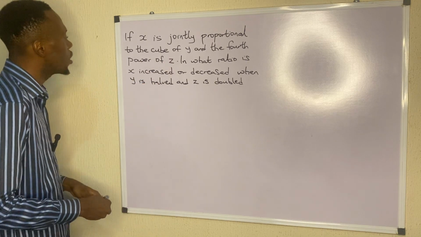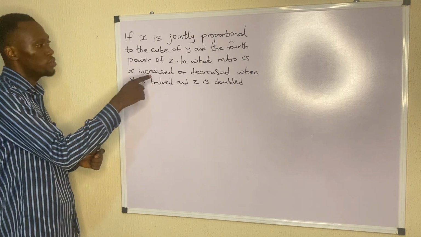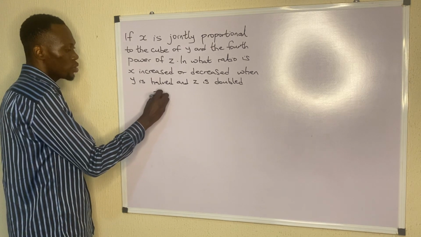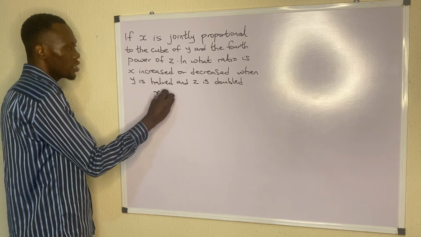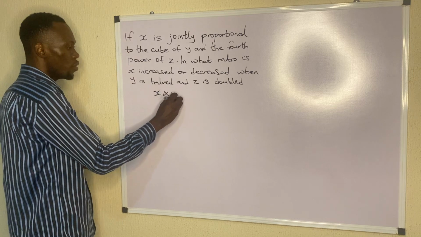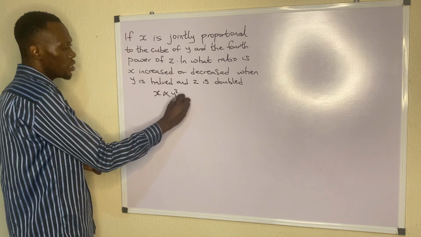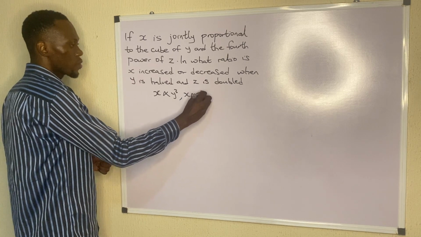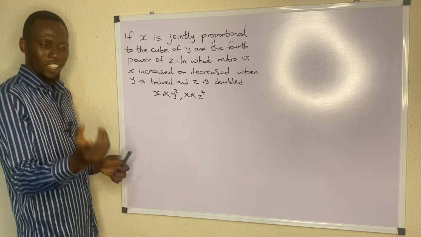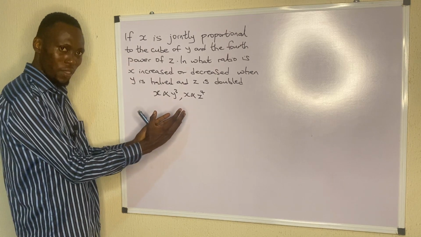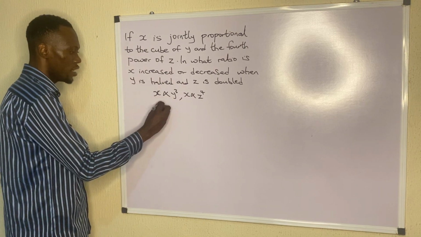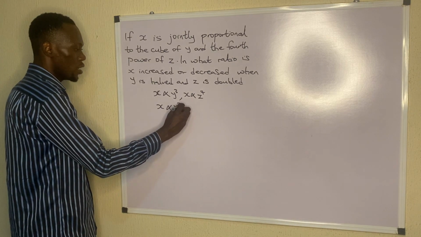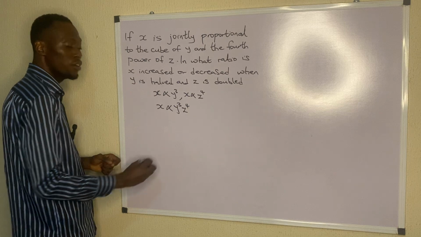So for this particular question, we have to solve it with variation. It says x is jointly proportional. This is the sign for proportionality. We say x is directly proportional to the cube of y, and x is also directly proportional to the fourth power of z, z raised to power 4. Now I can combine these two. So if I combine these two, I will have that x is directly proportional to the cube of y and the fourth power of z.